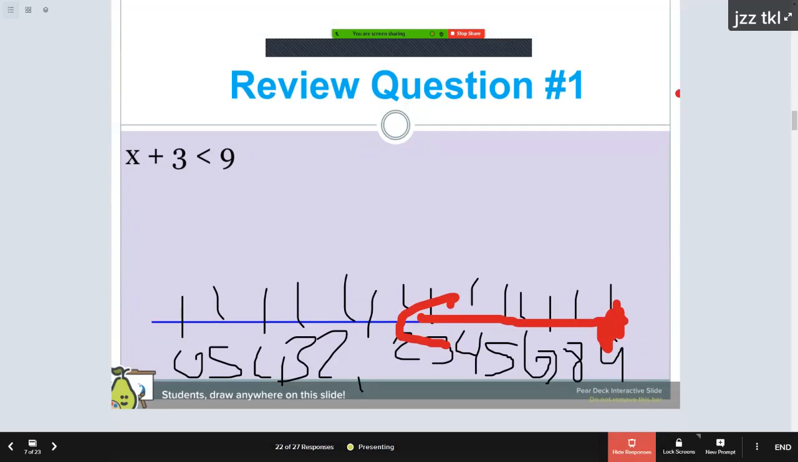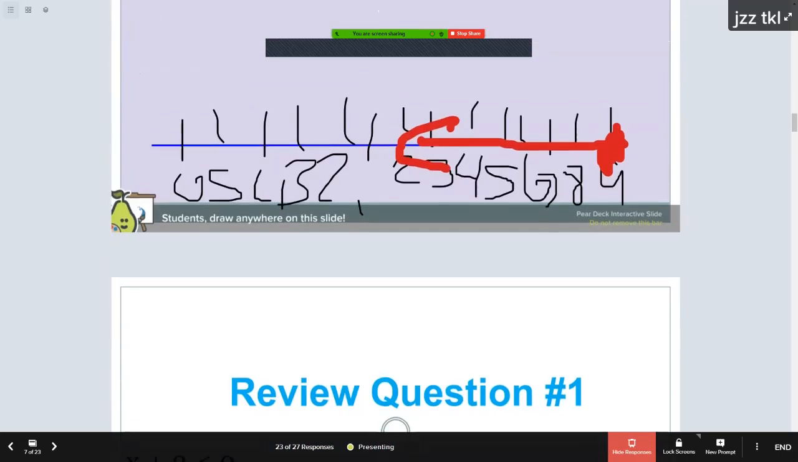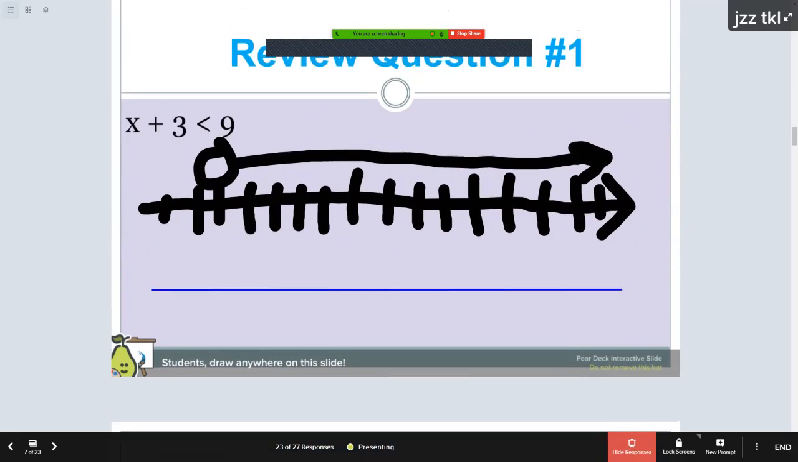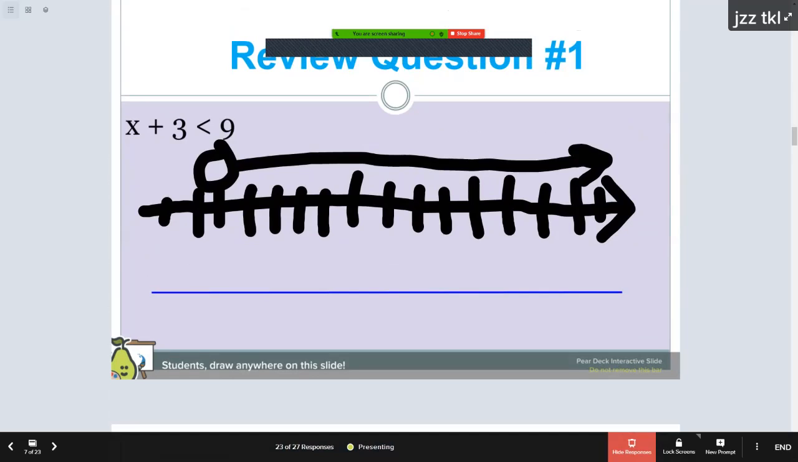Remember, when there's no equals part, you have to have that open circle, and it should not have started at 9. You needed to subtract the 3. You can't graph these until x is by itself. So don't forget to do that important first step where you solve for x and get it isolated. I know it's shaded the wrong way.